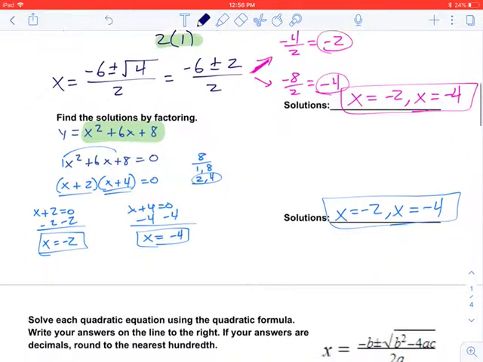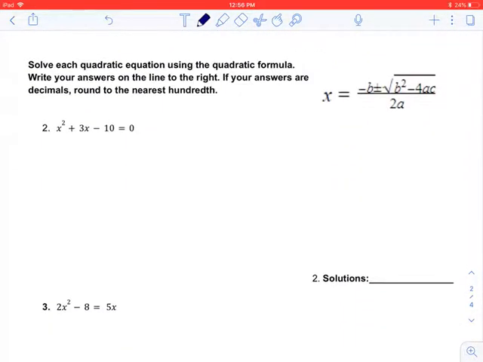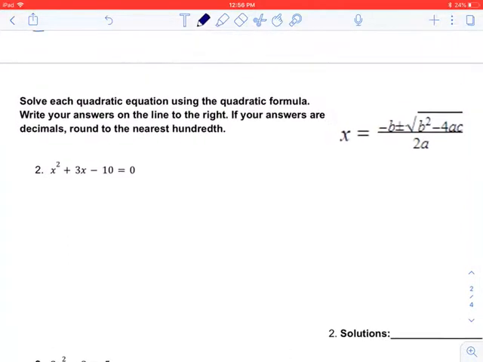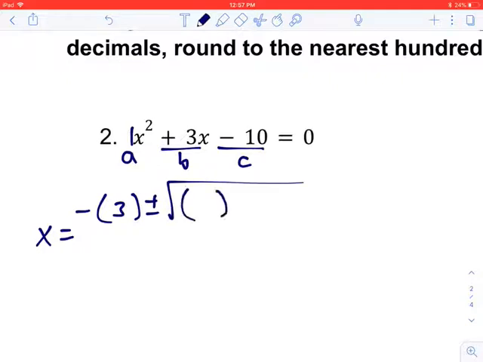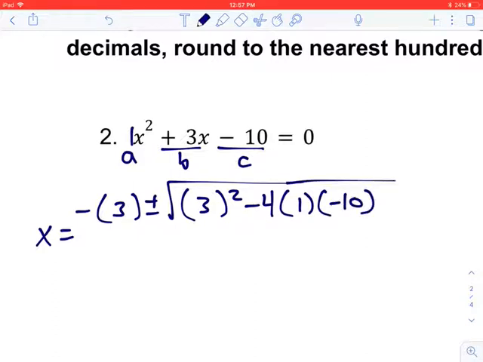So let's go to the back side. We're using all quadratic formula. So, in this case, I've got 1 for A, 3 for B, -10 for C. Make sure you get the signs with it. Don't forget those signs. So x equals -b, which is 3, plus or minus b squared, which is 3 squared, minus 4 times a, which is 1, c, which is -10, not just 10, all over 2 times 1.